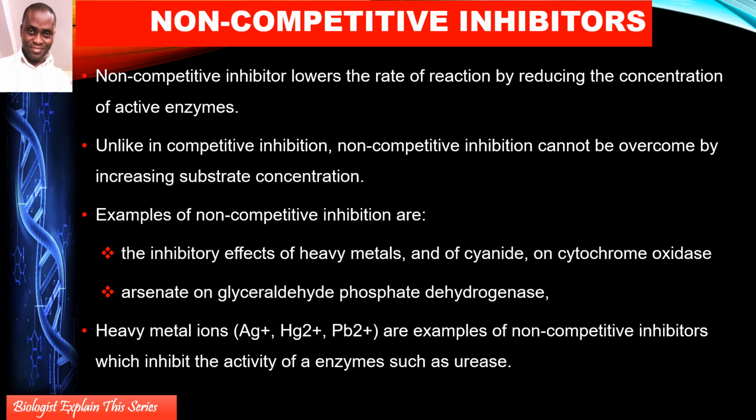You also have arsenate that inhibits the enzyme glyceraldehyde phosphate dehydrogenase. Glyceraldehyde phosphate is an intermediate molecule in the pathway of glycolysis. So you can imagine so many inhibitors. Remember, these are metals. They don't look like the amino acids at all. They are not even organic. They are non-competitive, but their effects are far-reaching because they can distort the shape of the active site, and so there will be no catalysis in the long run.